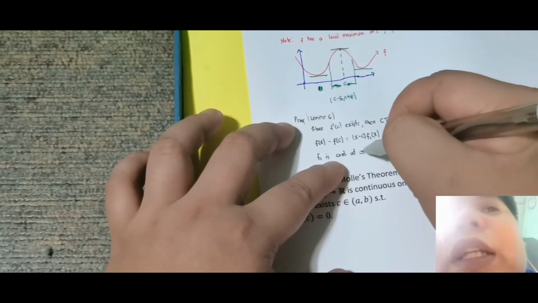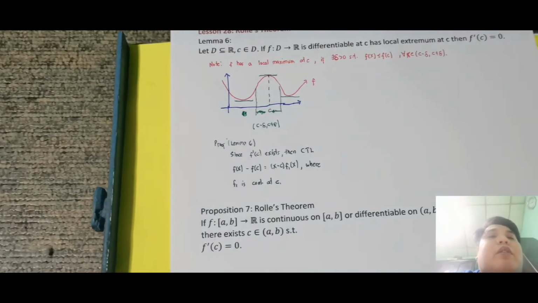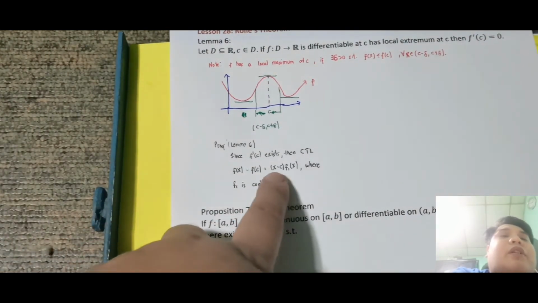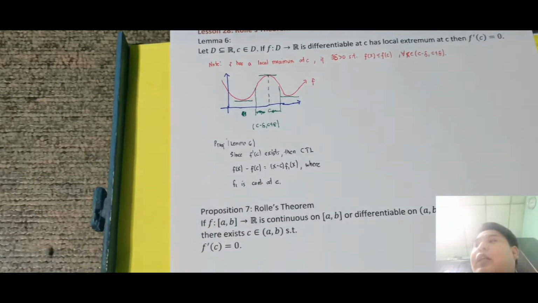So don't forget na ilagay niyo yun pag gagamitin niyo yung ganitong klase ng proving. Okay, so again, since siya ay differentiable, kaya kong tawagin si Caratheodory lemma na ito yung form niya. f of x minus f of c is equal to x minus c f sub 1 of x, where f sub 1 is continuous at c.